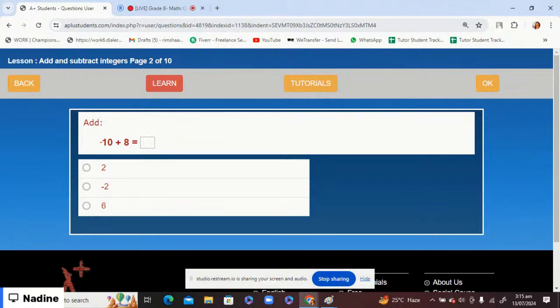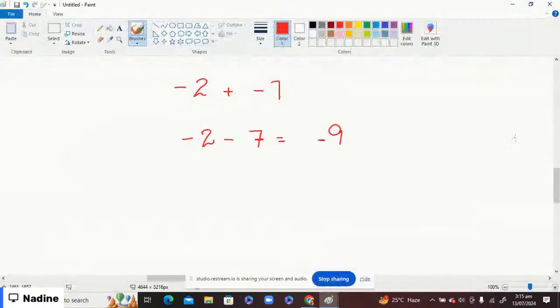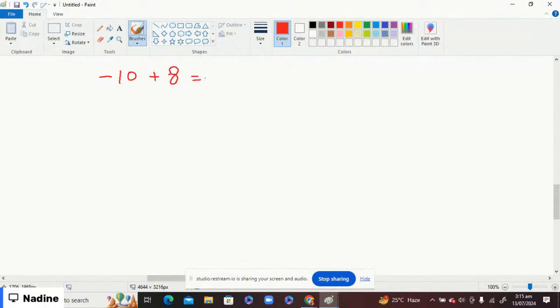Now you guys tell me the answer of this one. Minus 10 plus 8, I'm going to write the question here. Minus 10 plus 8, what's the answer? If there is one minus and one plus, what's the answer for that? Are they added or subtracted?